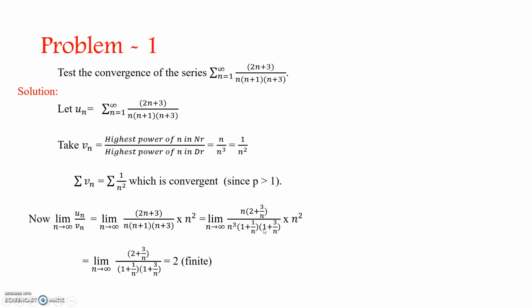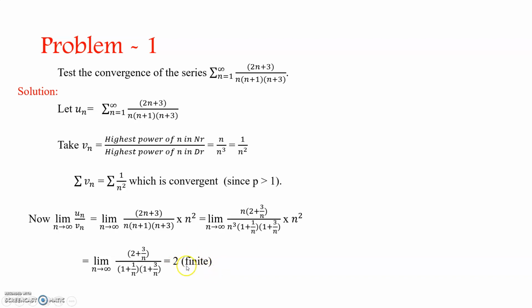Therefore, next apply the limit n tends to infinity. In the numerator we get the value 2. In the denominator we get the value 1, since 3 by infinity is 0. 2 plus 0 is 2. So finally we got the result equal to 2.